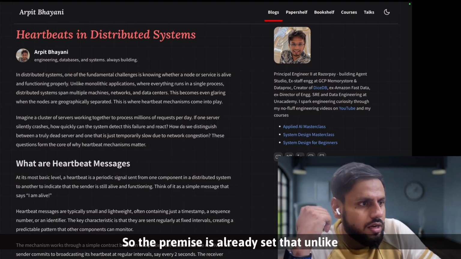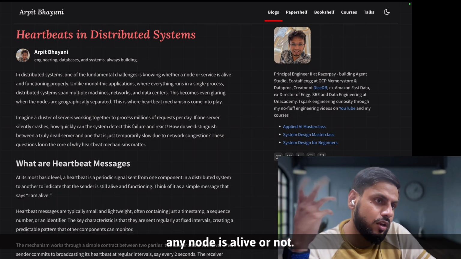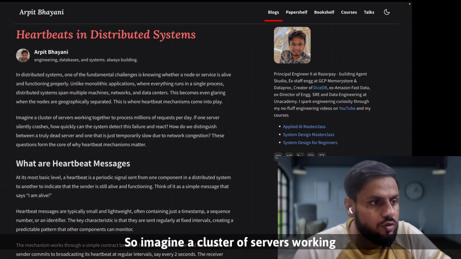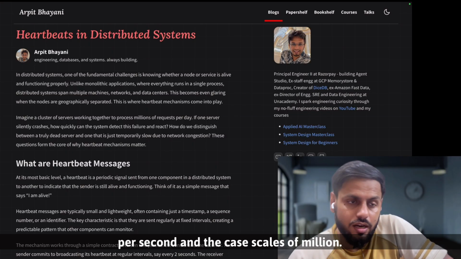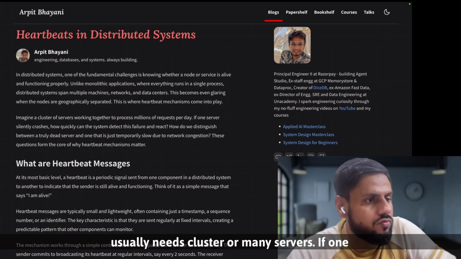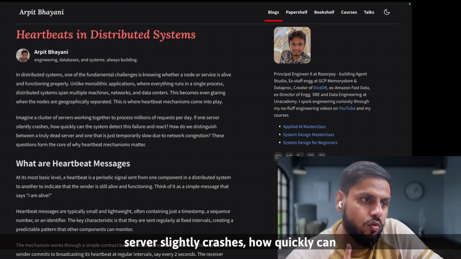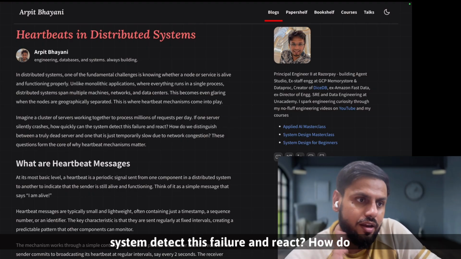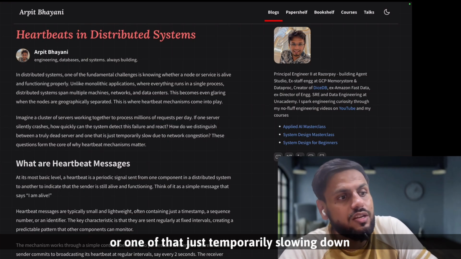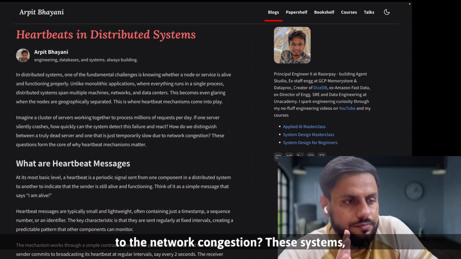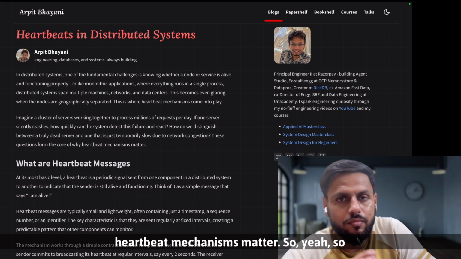So the premise is already set: unlike a monolithic application, we need some kind of mechanism to know whether any node is alive or not. Imagine a cluster of servers working together, processing millions of requests per second. At the scale of millions, we usually need a cluster or many servers. If one server suddenly crashes, how quickly can the system detect this failure and react? How do we distinguish between a truly dead server and one that is just temporarily slowing down due to network congestion? These questions are among the core reasons why heartbeat mechanisms matter.